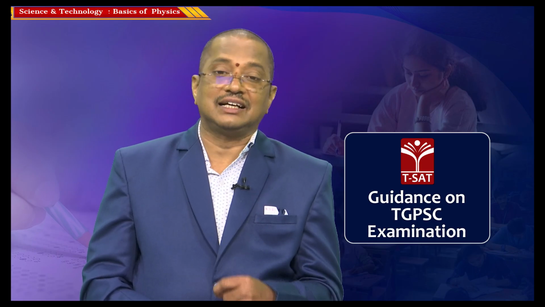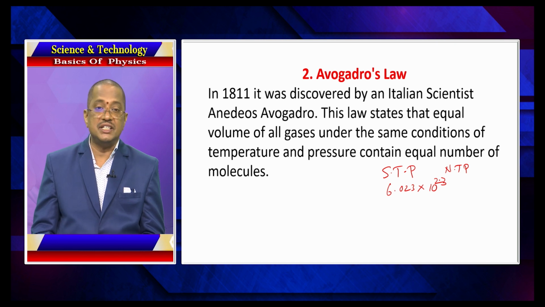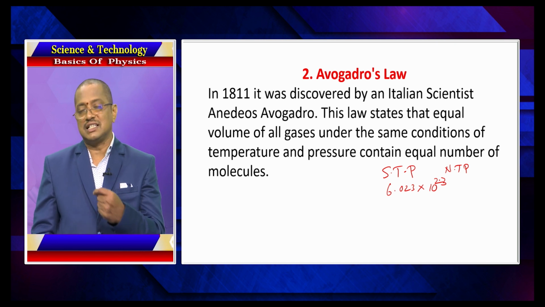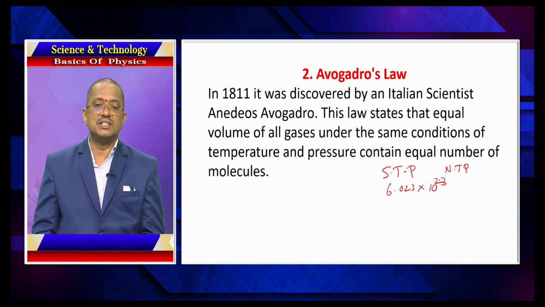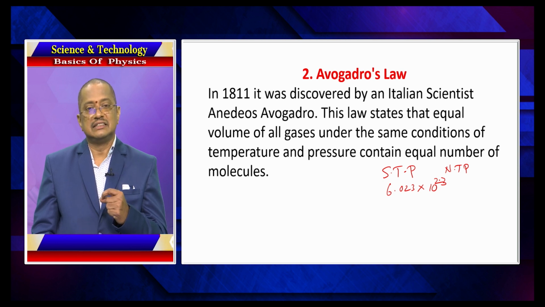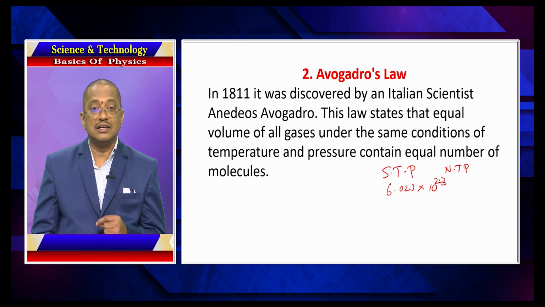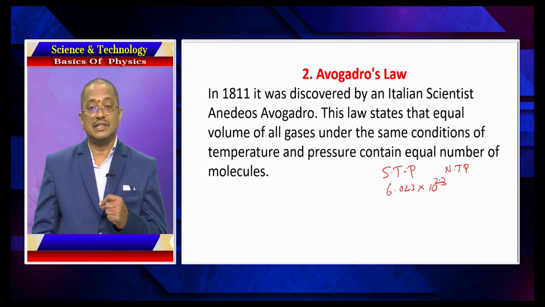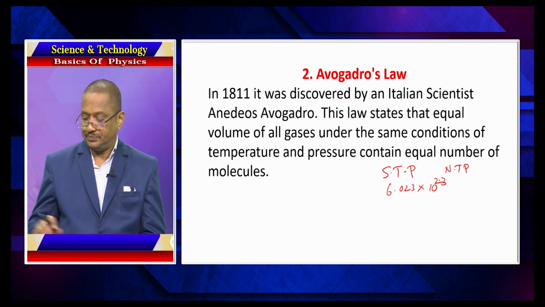According to Avogadro's law, equal volumes of all gases under the same conditions of temperature and pressure, that is at STP, standard temperature and pressure, contain the same number of molecules. So 1 mole of gas contains 6.023 × 10^23 molecules. All equal volumes of gases have an equal number of molecules. This is called Avogadro's law.